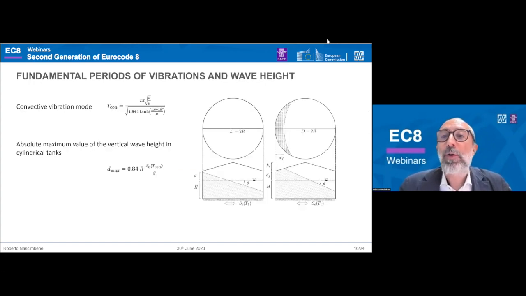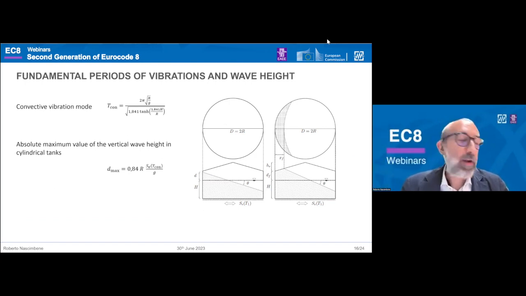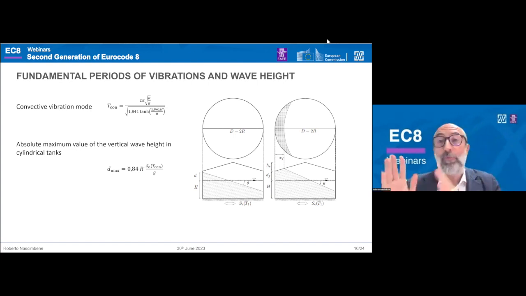Convective component period of vibration. Easy for the first period. Remember that it is related to 2π and the radius. This is the reason why we can reach periods of vibration of 4, 5, 6 seconds. Whether the tank has no roof, a floating roof or a fixed roof is not important, because the code gives rules for tanks with fixed and floating roofs.